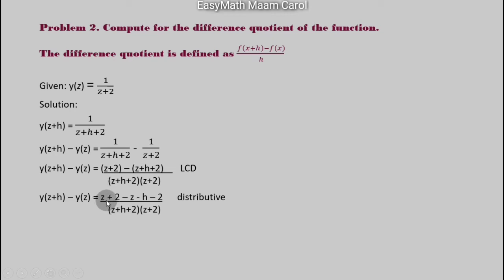So, this positive z can be cancelled out with negative z. So, pwede natin na alisin na yon. And then, yung positive 2 at saka yung negative 2, pwede na rin natin i-cancel out. So, we are left with just the negative h dun sa numerator natin. So, ayan yung magiging expression. Okay? So, the denominator is as is. Wala naman tayong ginawa sa kanya.